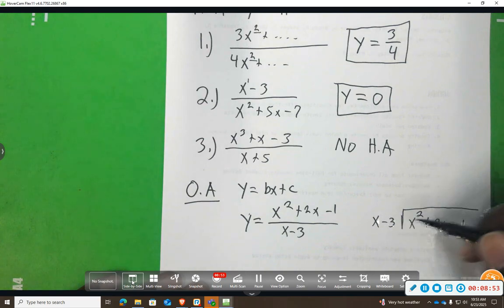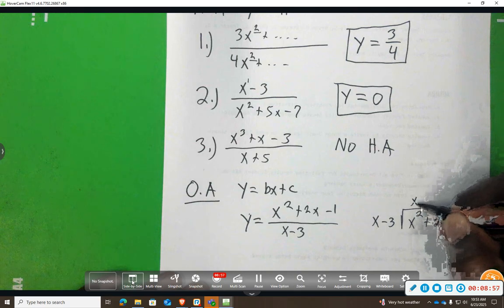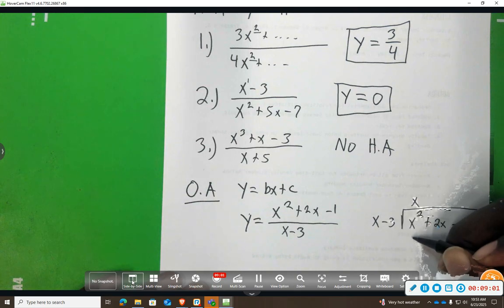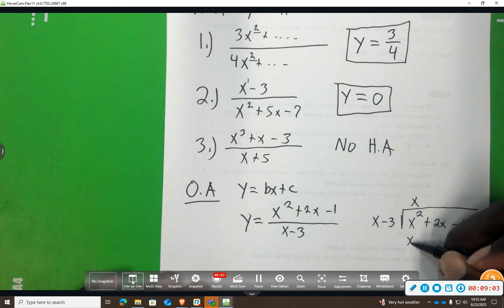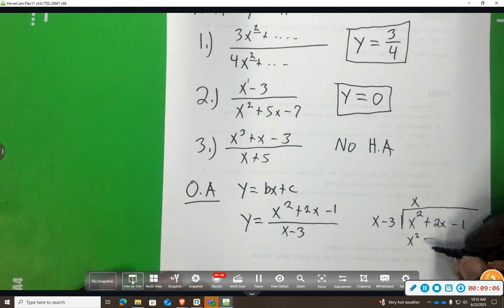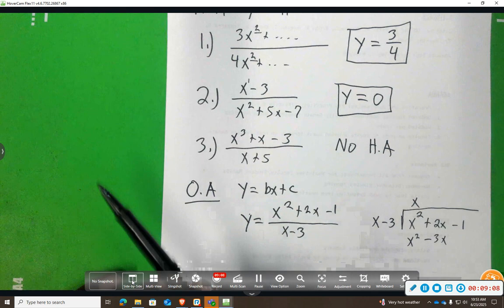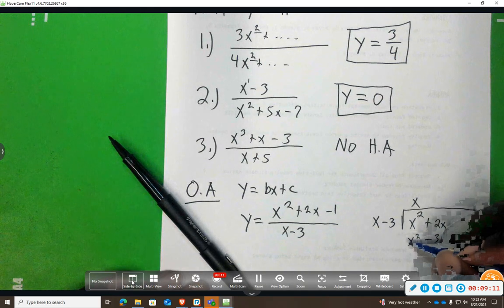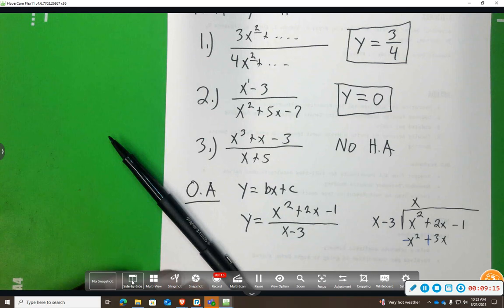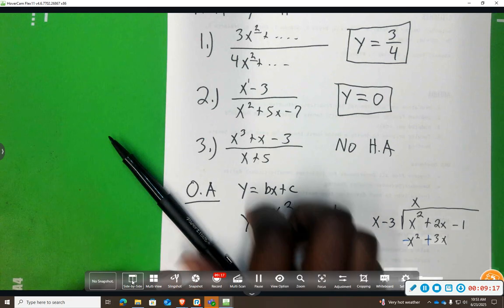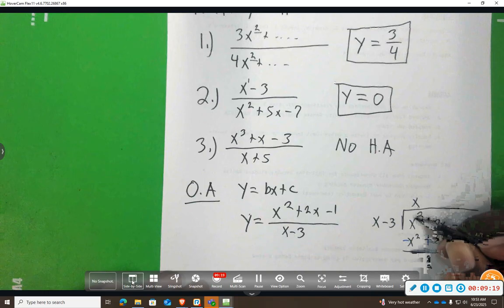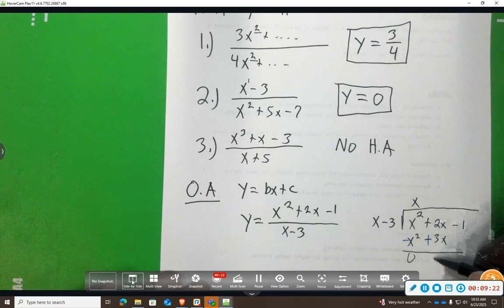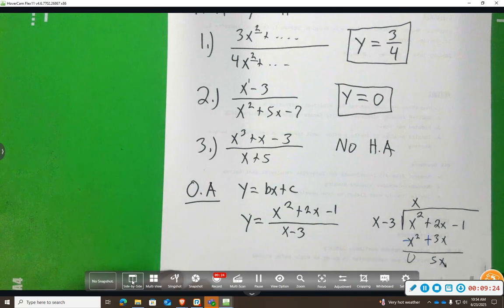So I want these two to be the same, so I would need one additional x to make x squared, so we just need an x here. So I want to multiply both of these by x. So x times x will give me x squared, x times 3 will give me a minus 3x. And then we have to change the signs when we do long division. So this will become negative, this will become positive. And then that will go to 0. This will come down to 5x. And then we bring down the next term, so minus 1.